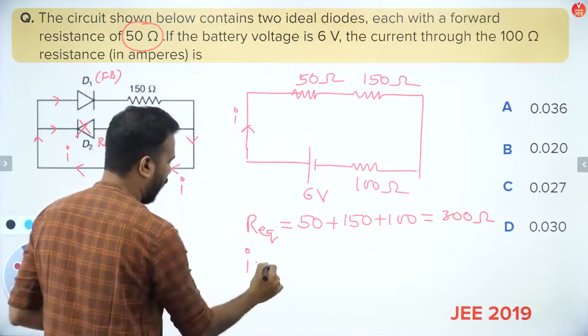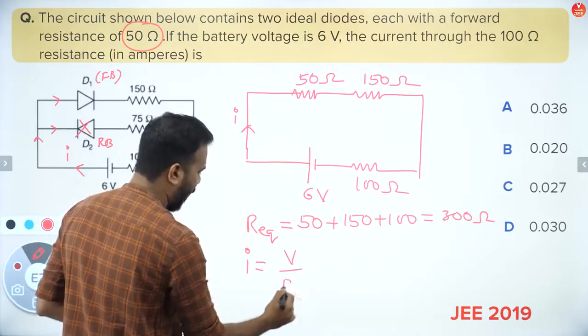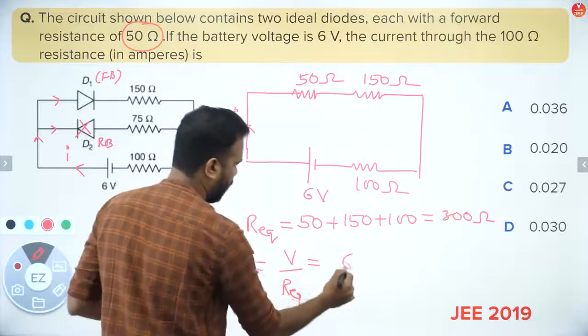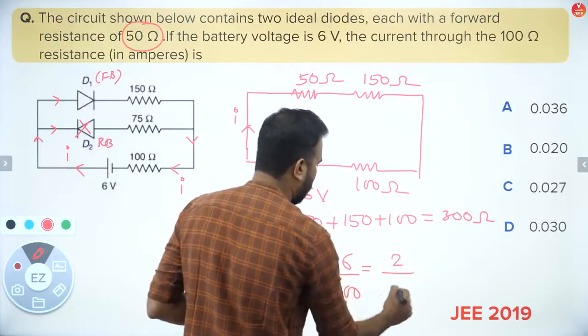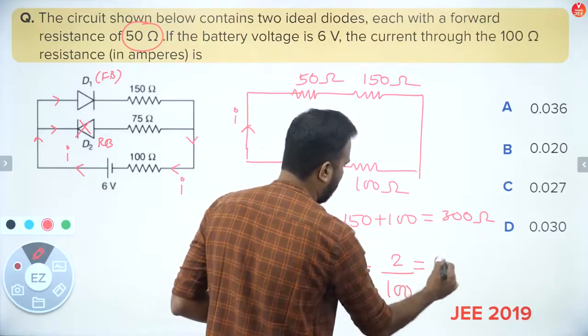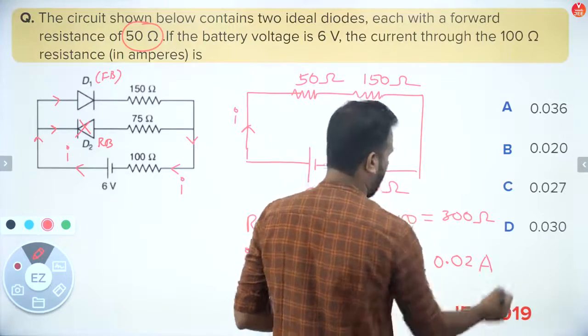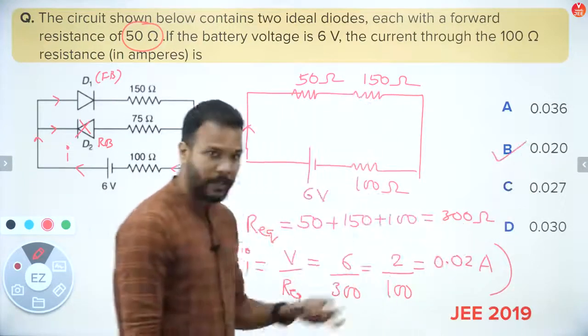Let's find out the value of I now. So that value comes out to be V by R equivalent. And what is that value? V value is 6. Dividing it by 300, what you get is 2 by 100, or simply 0.02 amperes of current, which means the correct answer to the question is option B.